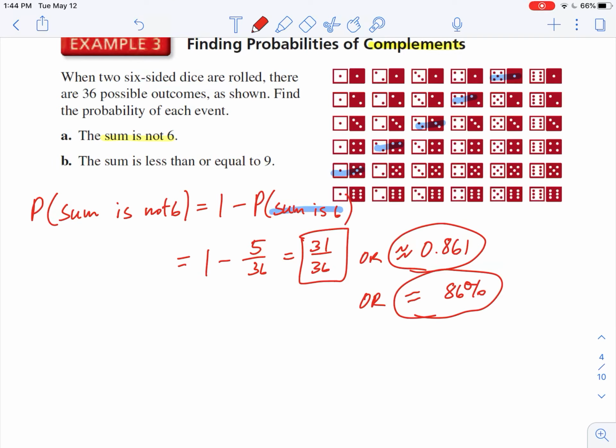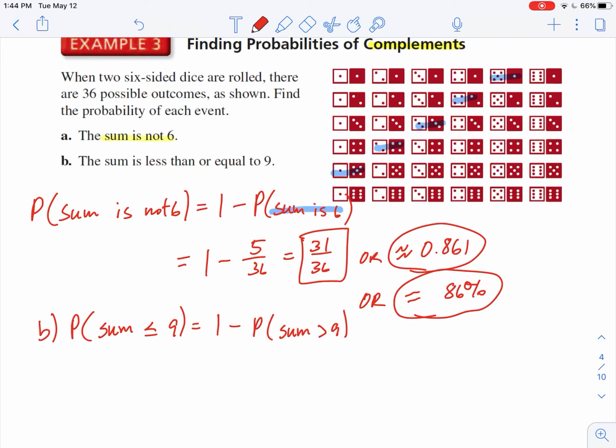Now let's take a look at problem B. A little bit similar, a little bit different. What is the probability that the sum is less than or equal to 9? And we're going to try and do this using the same thinking. So what would be the opposite of something that is less than or equal to 9? So 1 minus, what is the opposite of something being less than or equal to 9? I would say that the sum is greater than 9.